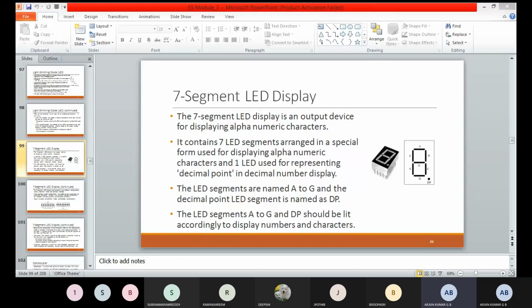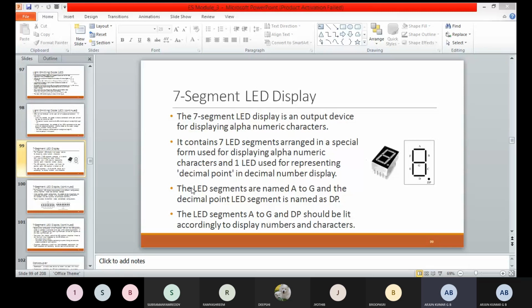The LED segments are named A to G. You can see the segments. How many segments are there? 7 segments. Each segment is named A to G, and the decimal point LED segment is named DP. When there's a decimal, DP is there. One dotted point is there. That is called DP, the decimal point.